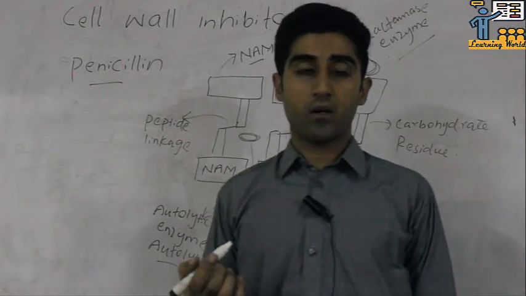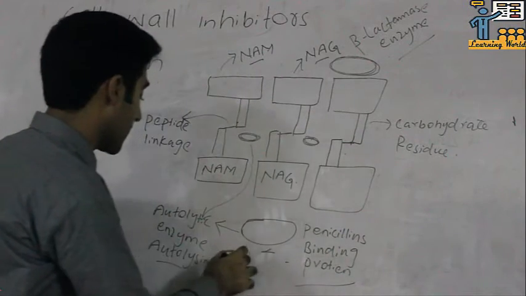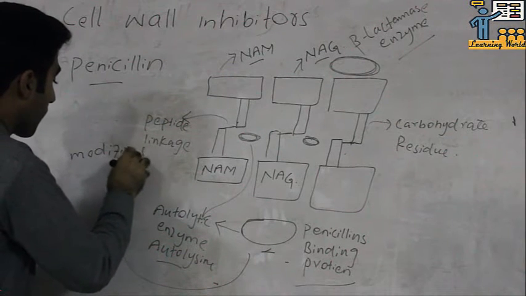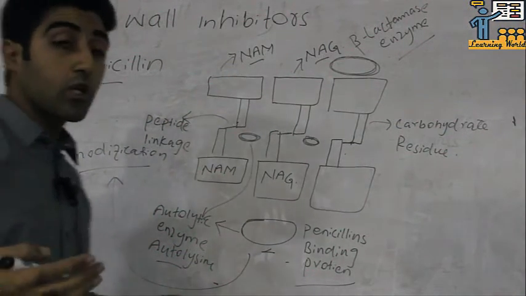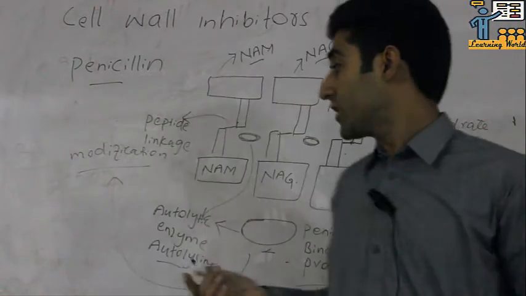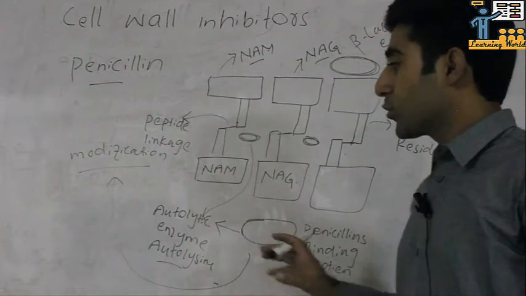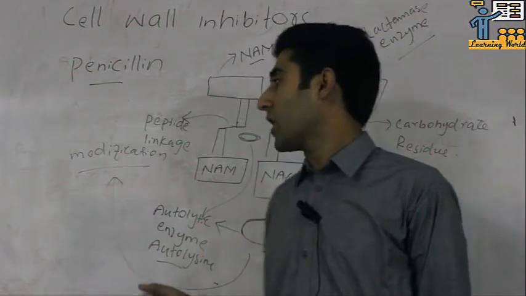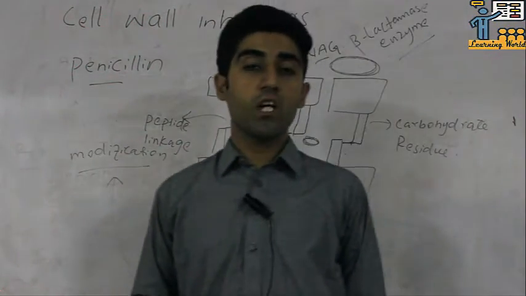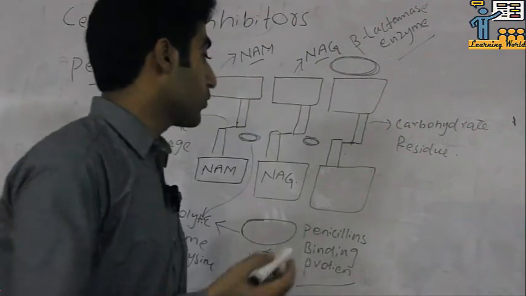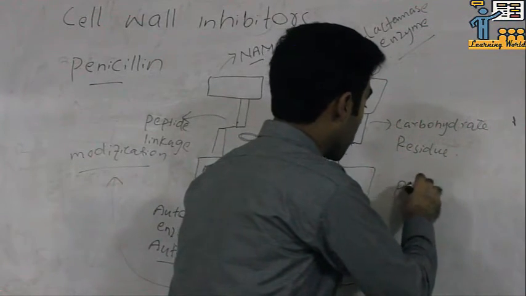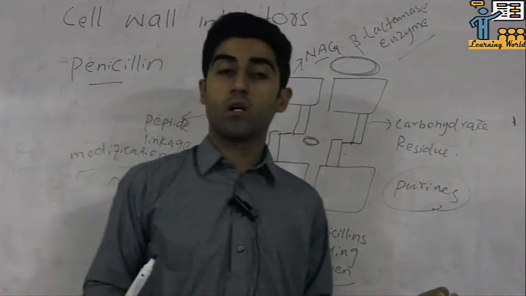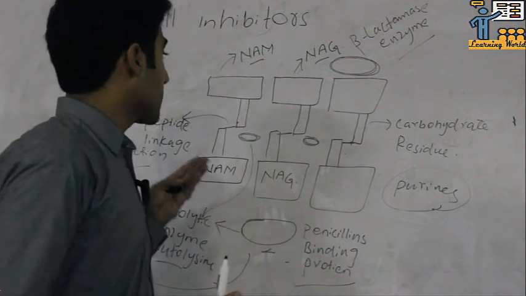Sometimes modification of this binding protein will occur. With the overuse of the penicillin antibiotic, modification of this penicillin binding protein will occur, and it will not provide a receptor site for the penicillin. So penicillin will not work. And sometimes some gram-negative bacteria will narrow their porins, so the penicillin will not pass through this narrow porin. So that's all about the mechanism of action of penicillin.